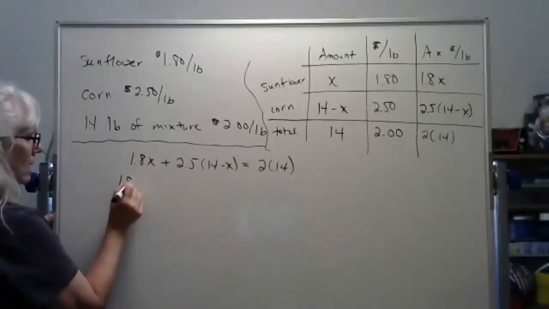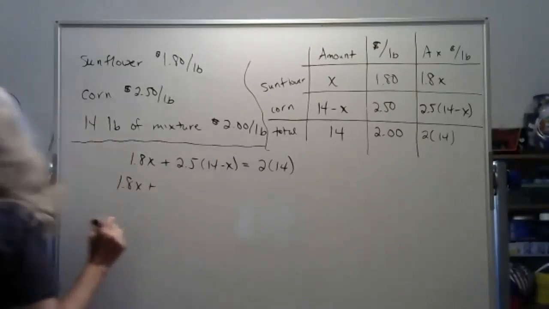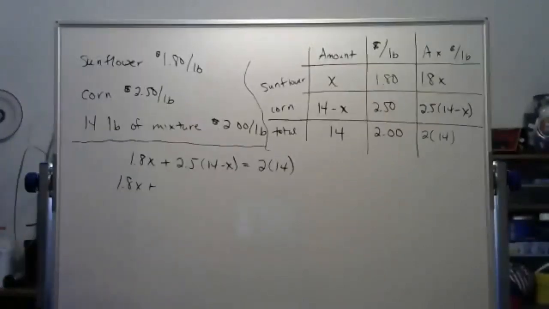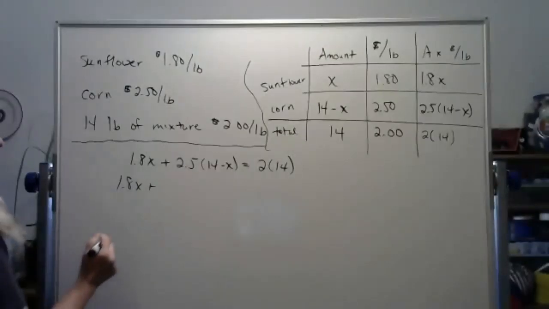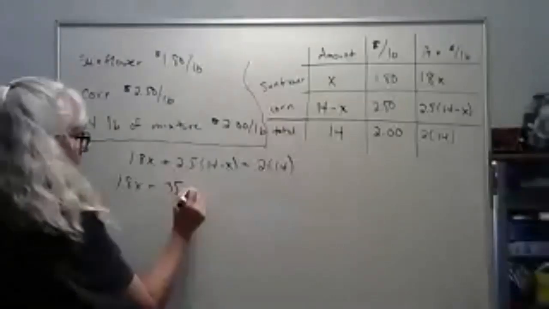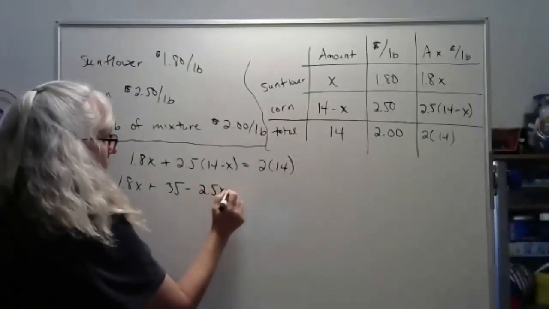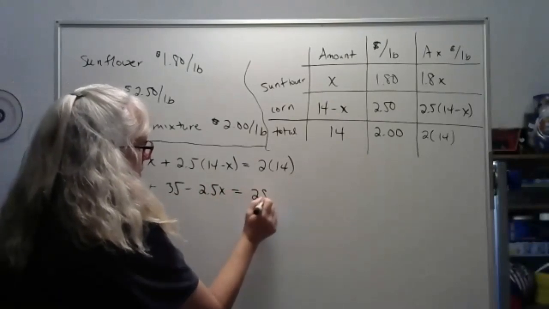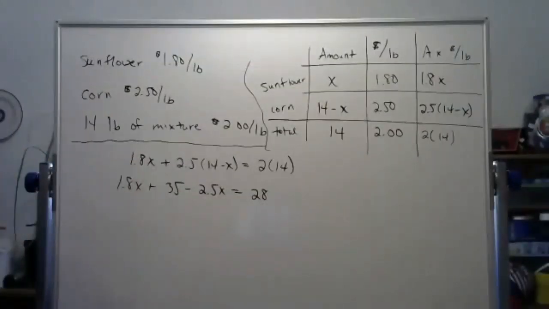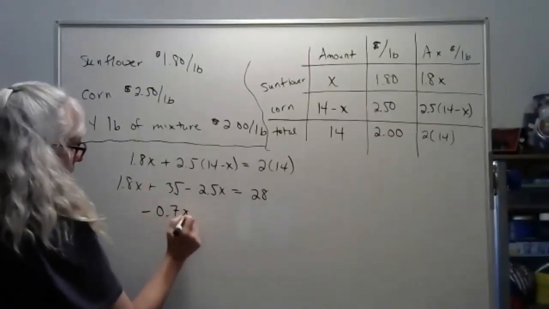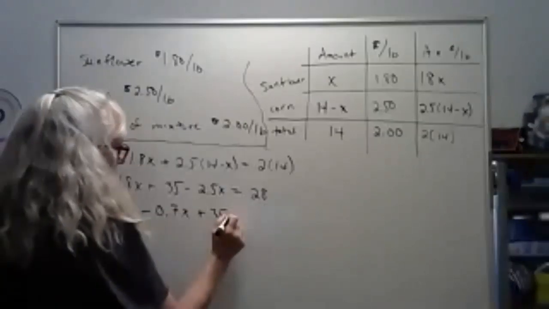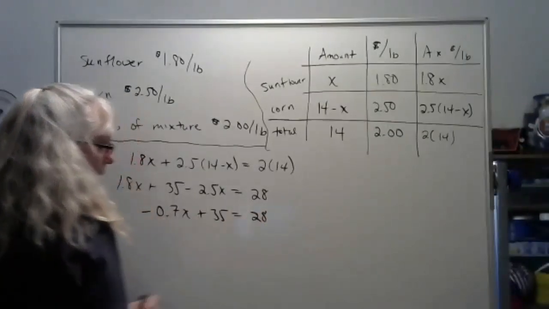So we have 1.8x. 2.5 times 14 would be what? 20 times 7, 35, I think. 0.5 times 14, 35. Minus 2.5x. And 2 times 14 is 28. Now we'll collect like terms. So the 1.8 minus the 2.5 is going to give us a negative 0.7x plus 35 equals 28.